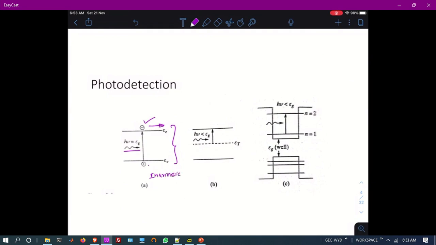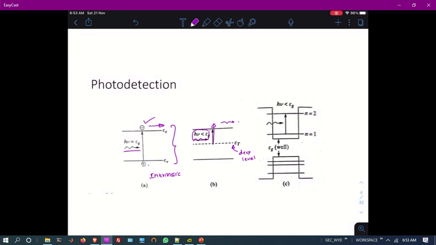Now in the extrinsic version, there is an energy level in the band gap because of some impurities or because of some defects, and these are called deep levels. Even the electrons or holes in a deep level can absorb a photon of energy less than that of the band gap energy. It can move towards the conduction band. And once it is in the conduction band, it is free and it can move.